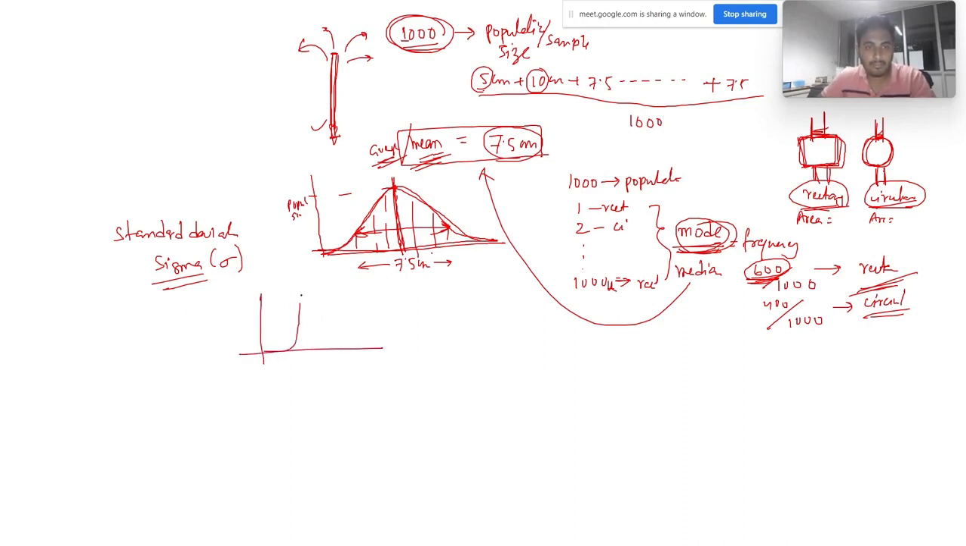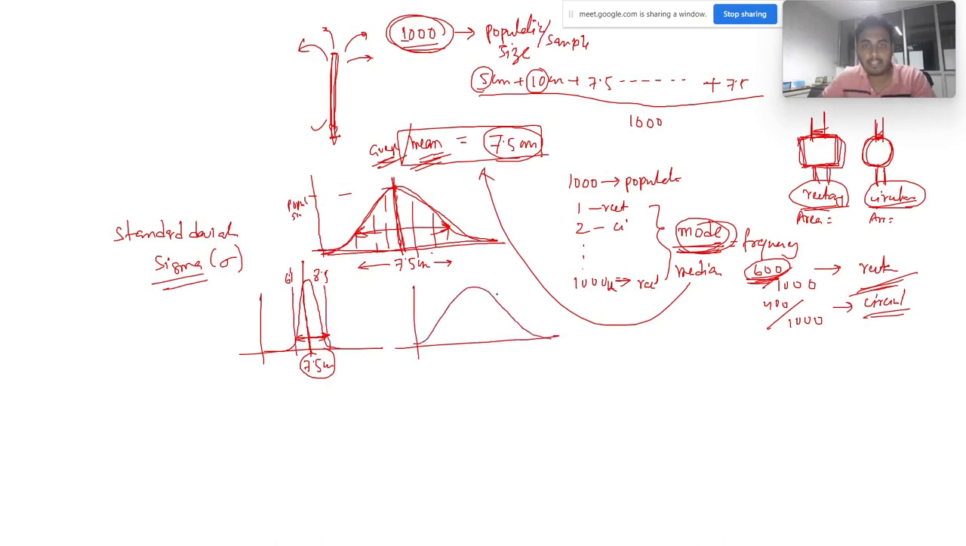Let me redefine again. For example, if you find a pencil has very low variance, very low standard deviation, that means the variation from 7.5 is very small. Either you get 8.5 or something like 6.5. So this is low variance.